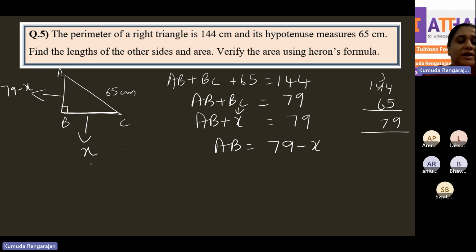Once you find X, supposing you get X as 50. Supposing. Then that is BC is 50. Then what is AB? 79 minus 50. So you got AB also. So you got AB, you got BC, and you already know AC. Now find the area, half base into height. Now verify the area using Heron's formula.